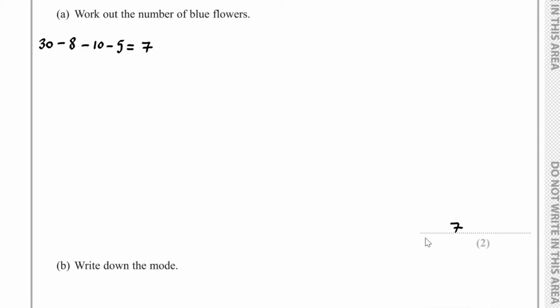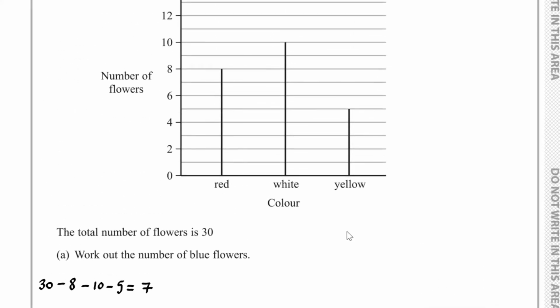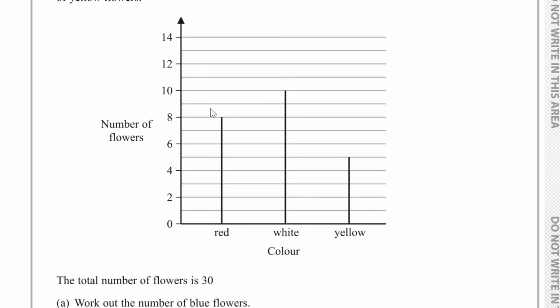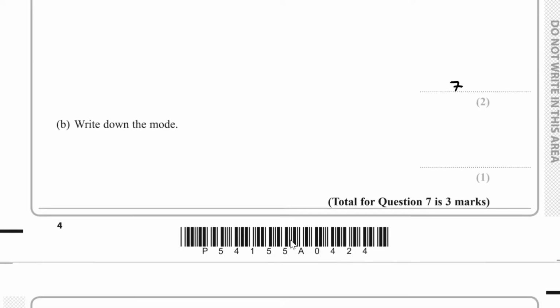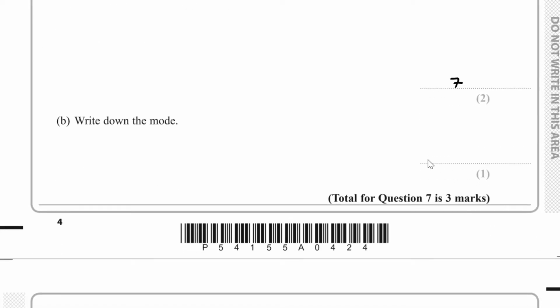And now to work out the mode, which corresponds to the most common. The most common you can see over here will be white. So therefore, the mode over here will be white flowers.